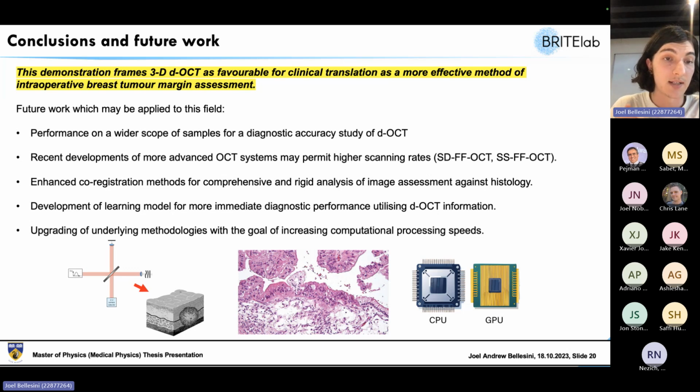There's also upgrading of underlying methodologies with the goal of increasing computational processing speeds. This could be through GPU utilization, or it could be through parallelization of code processing, which is, again, something we didn't really have access to throughout this project.